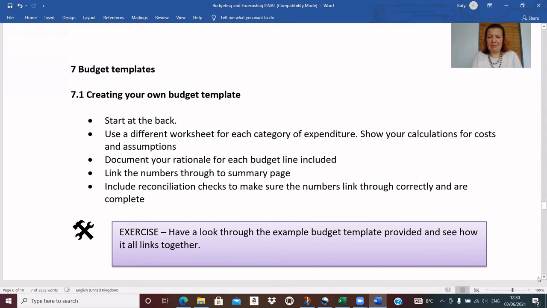So with budget templates, sometimes the donor provides one as standard, but sometimes we need to create a budget ourselves. So we're going to have a look through an example budget template together and see how it flows through.